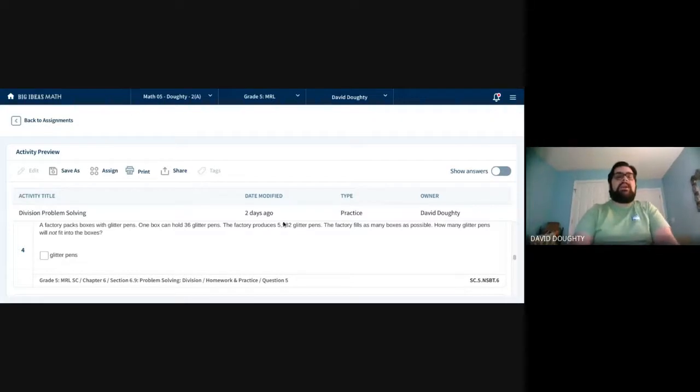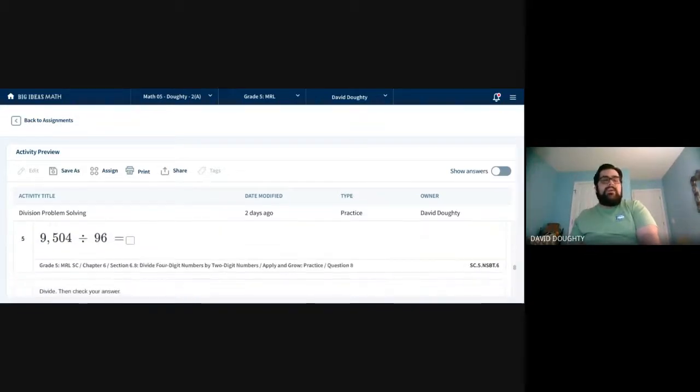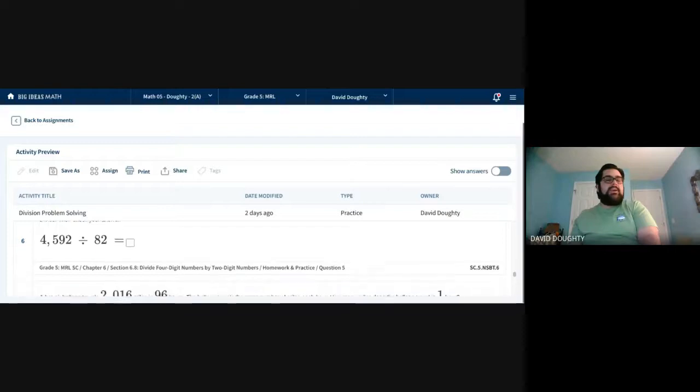So you're going to get a remainder for this. That means you're going to try and fit all 5,982 of these glitter pens into how many boxes. But it doesn't say how many boxes. It says how many glitter pens will not fit in the boxes. How many will be left over? So for number 4, your answer is actually going to be your remainder. Okay? Number 5, pretty simple. No word problem there. Just got to solve with the algorithm. Number 6, same thing. Solve with the algorithm.